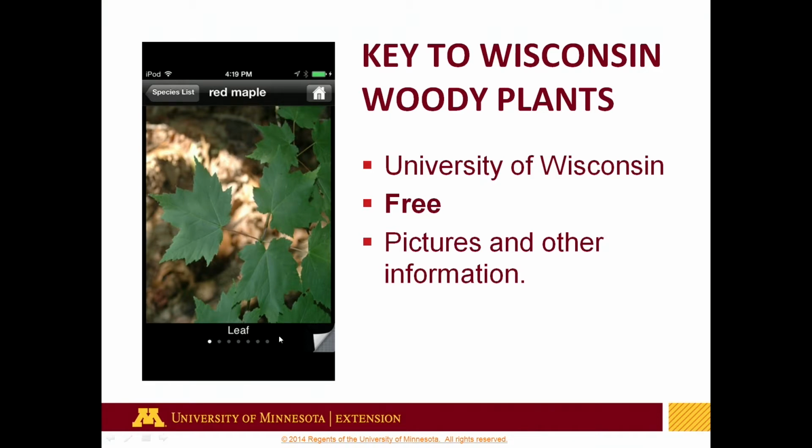Each of these are a picture of a different part of the tree, so you swipe to get from one picture to the next. Whereas V-Tree started with the text, here you have to click on this little page thingy to get a small amount of text about red maple. So if you want more text, more information, V-Tree is better. If you want more pictures, and if you want things other than trees, the woody plants of Wisconsin.